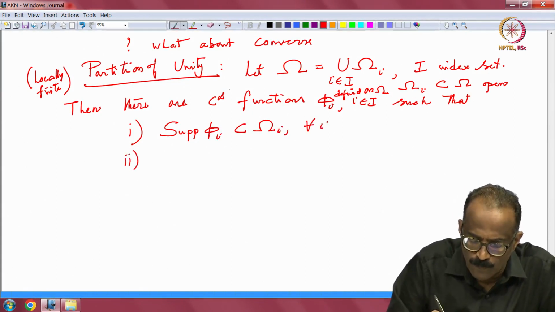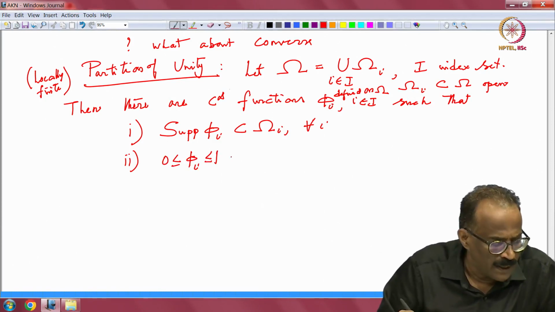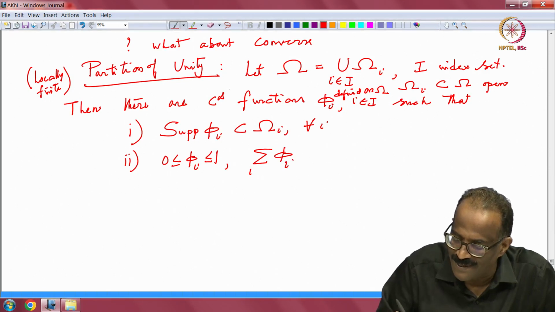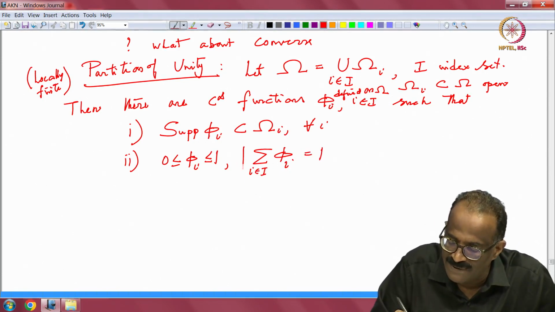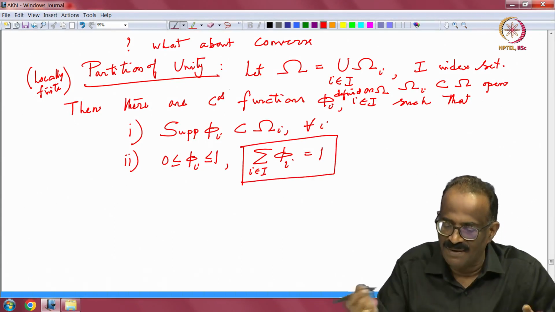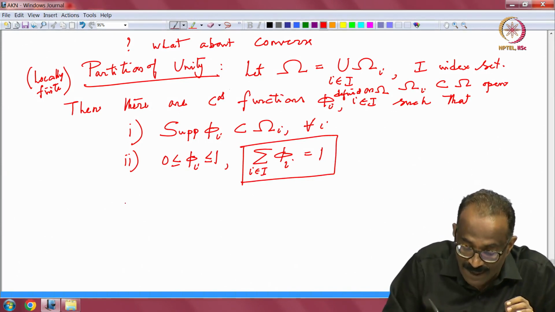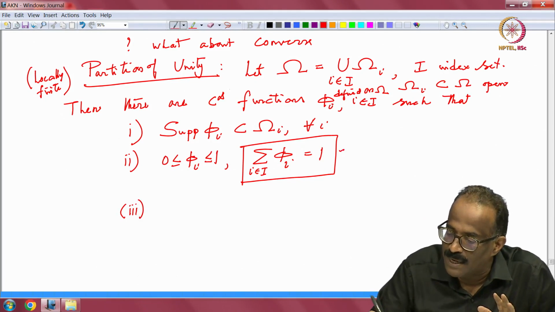Second, 0 is less than or equal to phi_i, which is less than or equal to 1, and the sum over i in I of phi_i is equal to 1. This is why it is called a partition of unity. You have to be careful with the sum at this stage, because this may be a very arbitrary summation. So how do you add all that? That is handled because of the third property. Maybe you can write it as the second property, then this will not have any trouble.